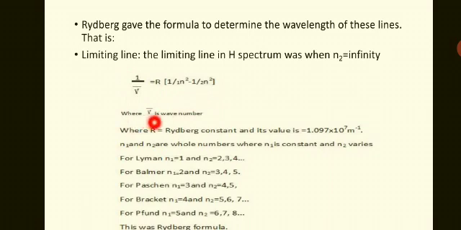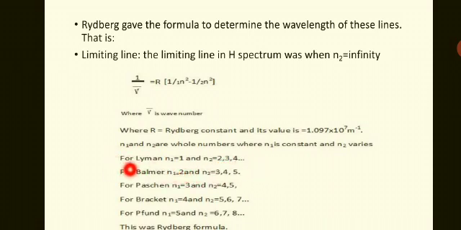where nu bar is the wave number, and R is the Rydberg constant and its value is 1.097 into 10 raised to power 7 meter inverse. n1 and n2 are whole numbers, where n1 is constant and n2 varies. So for a particular series like the Lyman series, n1 is always 1 and n2 can vary from 2, 3, 4 and so on.